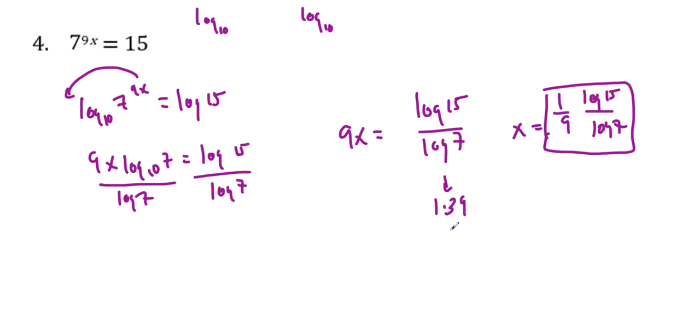So I could have done this. I could have done 9x is equal to 1.39, that's rounded, of course, divided by 9. And I would get x is approximately 0.15. Okay? Or I could put this in the calculator. I'm also going to get x is approximately 0.15.